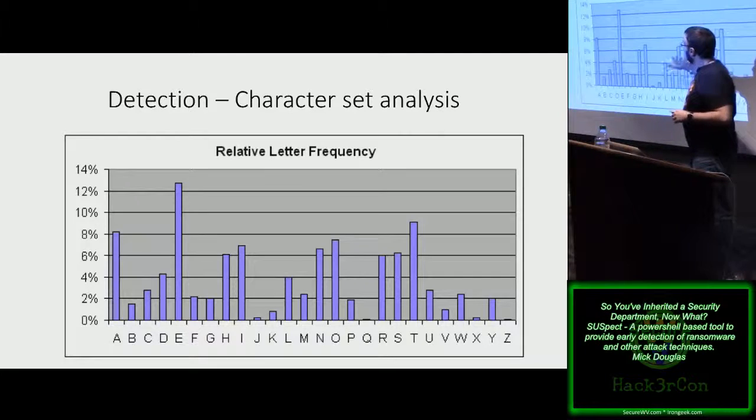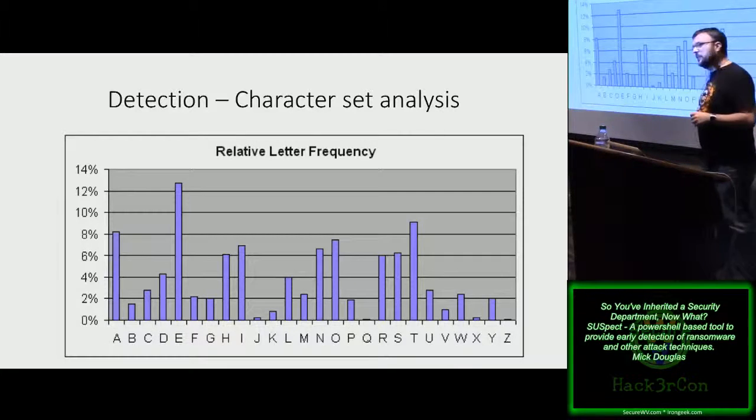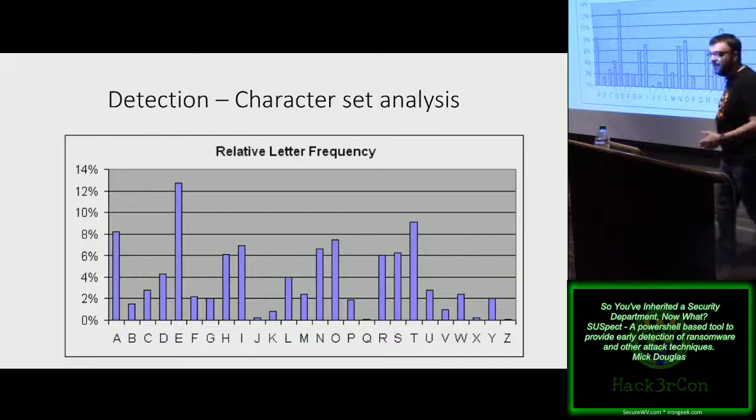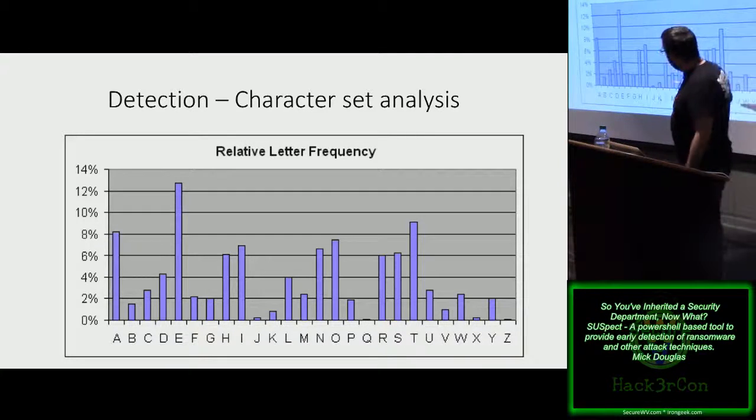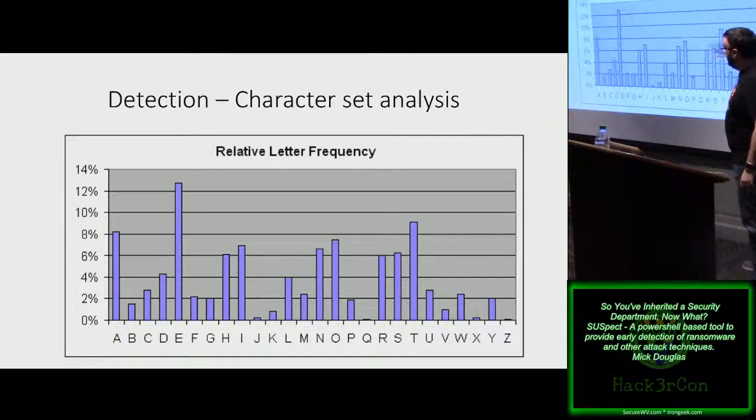Another one to point out, and this is a little kind of fun if you're a data geek like me, is looking for encrypted files. Encrypted files look hella different than a regular file. A regular file is going to have a character distribution set like this. What you're looking at here is the relative letter frequency of English, of the English Wikipedia instance. And as you can see, it's not an even pattern.